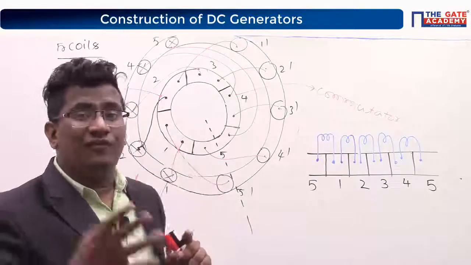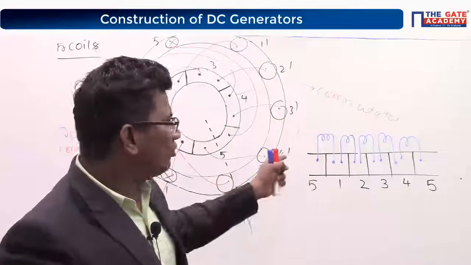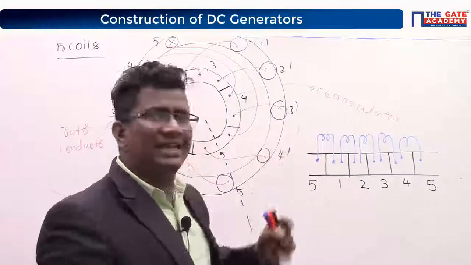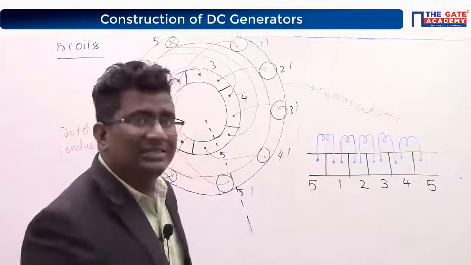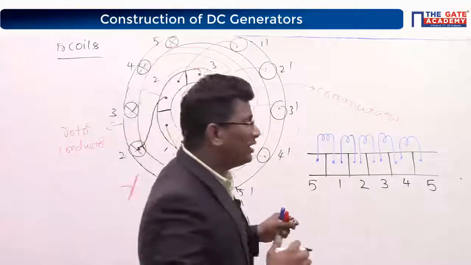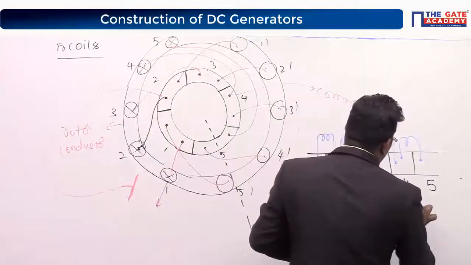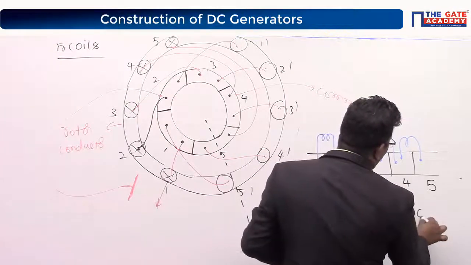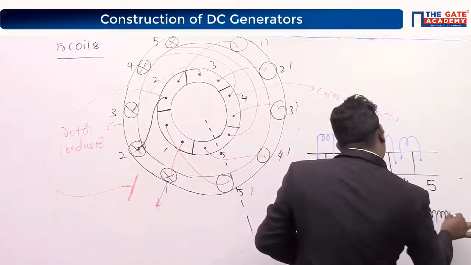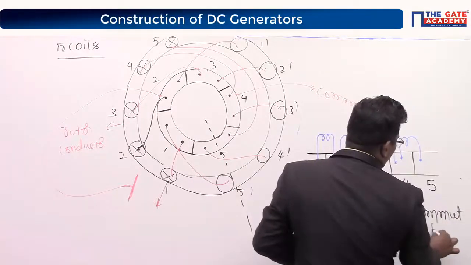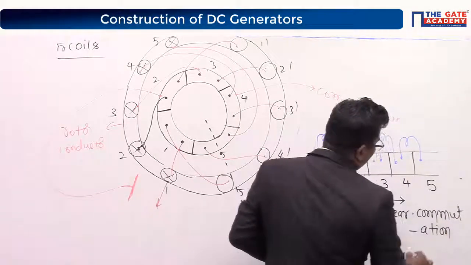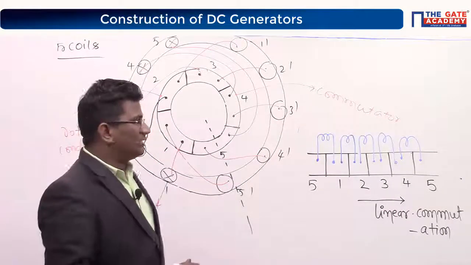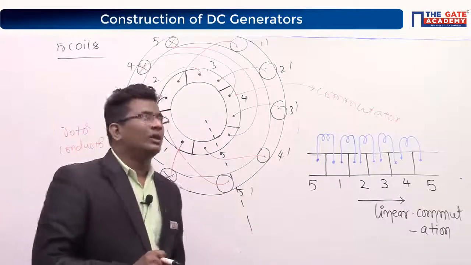Now you tell me, if you give me 1000 coils, can you draw easily? If you give me 1000 coils, can we draw easily? Yes. This is called linear commutation. This is called what? Linear commutation or linear commutator. Is this clear, everybody? I hope you understand.